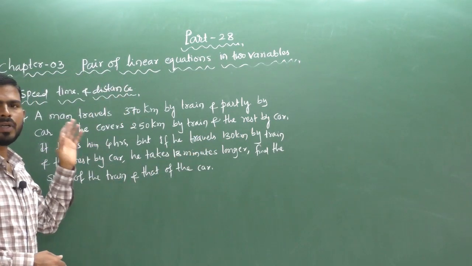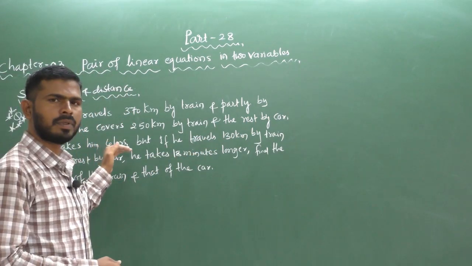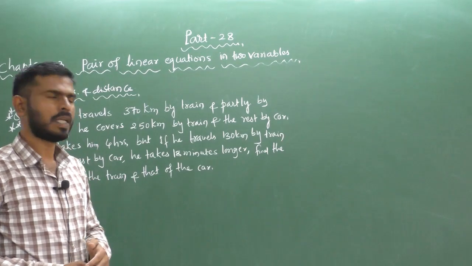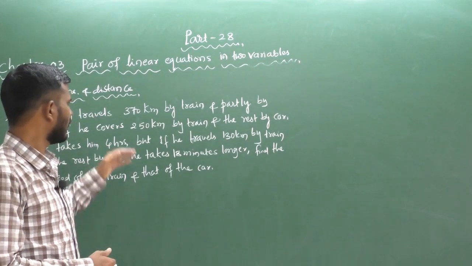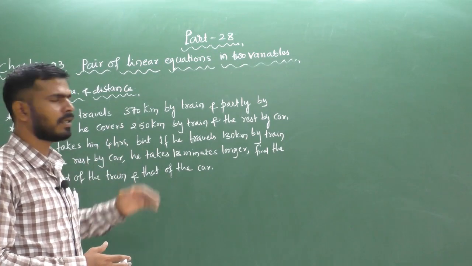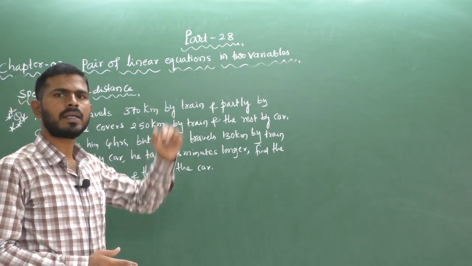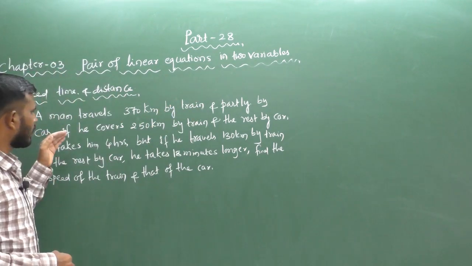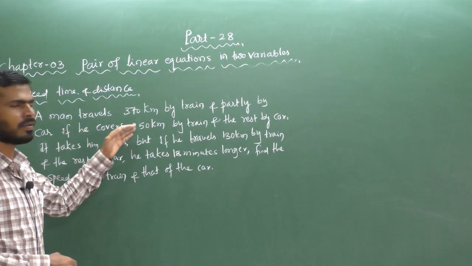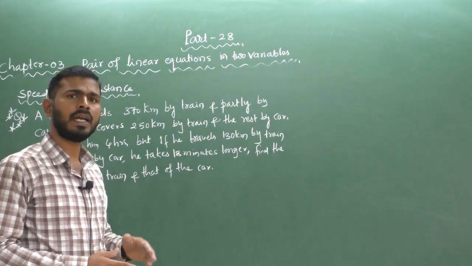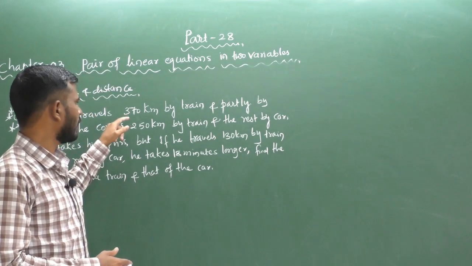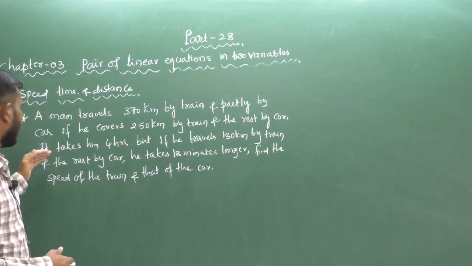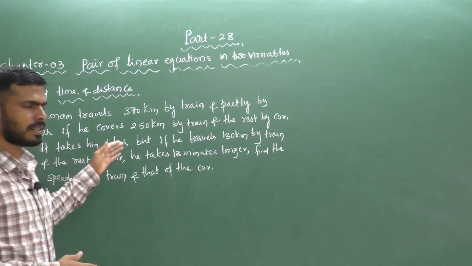it takes him 4 hours. Suppose you want to reach your home from your job place. The total distance given here is 370, so you travel some part by train and the remaining part by car. So the first condition is given here: if he covers 250 km by train and the remaining 120 km by car, it will take him 4 hours.